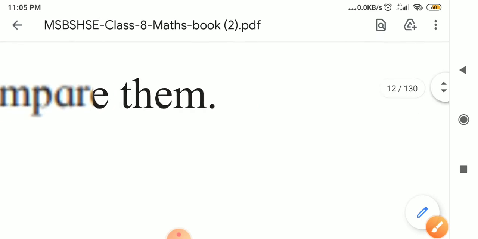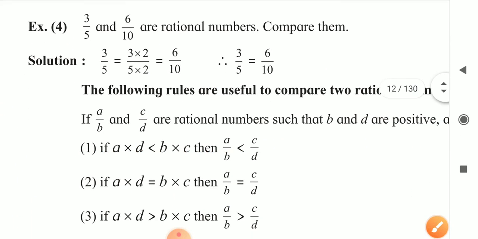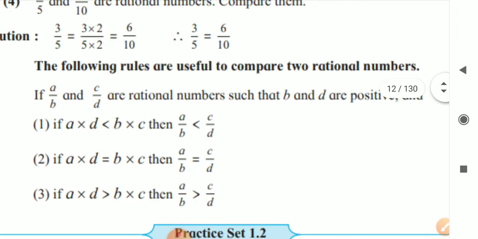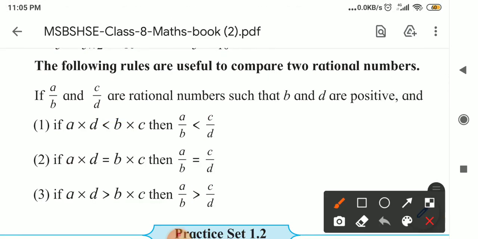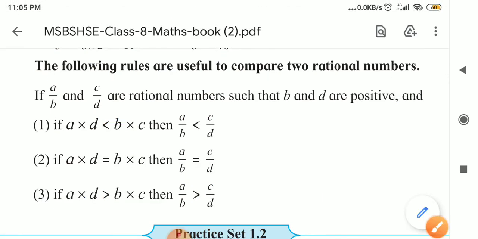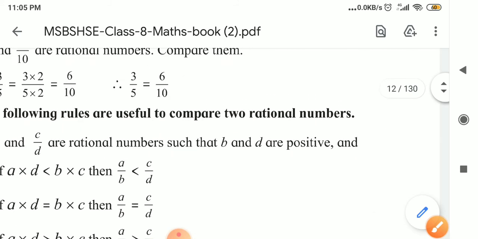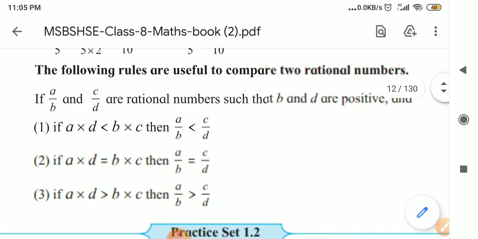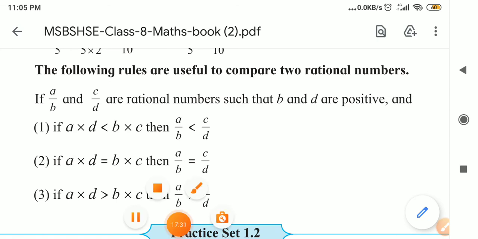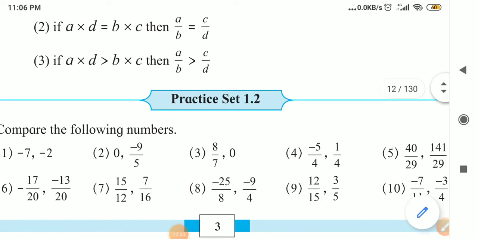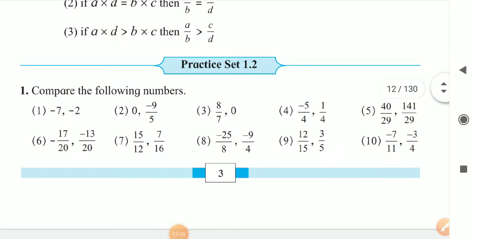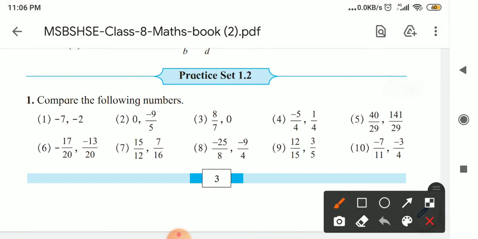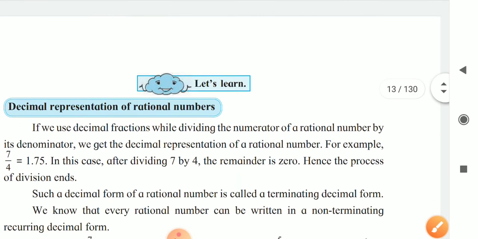Okay, now the next part is comparing with the following examples. Just now I told you the rules for comparison, and we will solve them with examples. Okay, that is better for understanding. So this part of the lesson we will take in our next lecture, and your today's homework is that you have to compare the following numbers according to the rules I told you.